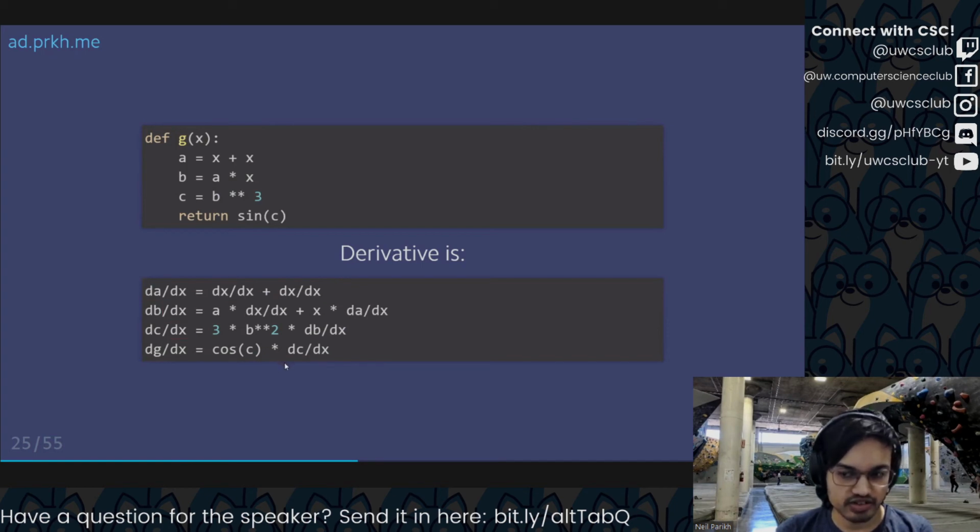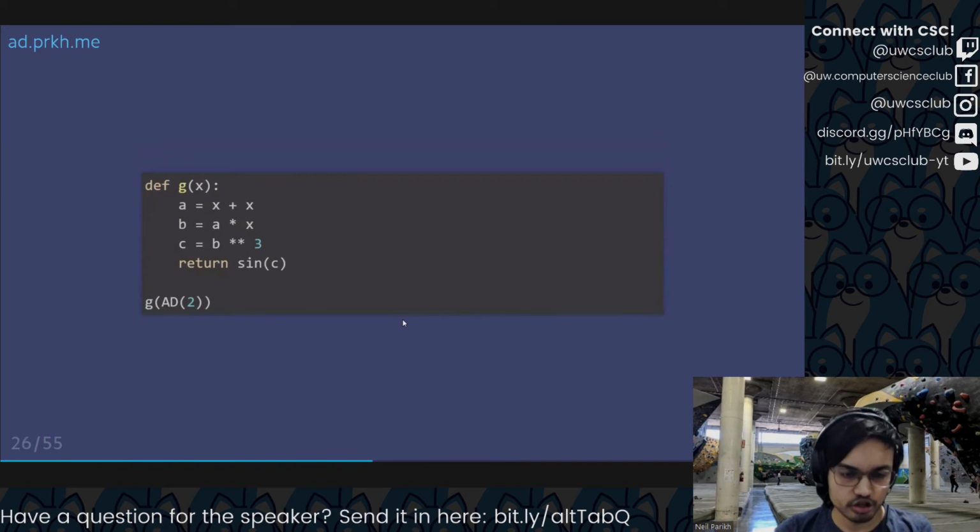And so that hints at the idea that we can follow the same order as before in calculating the values, and calculate the derivative at the same time. That's exactly what we're going to do. So let's go back to the code for a minute.